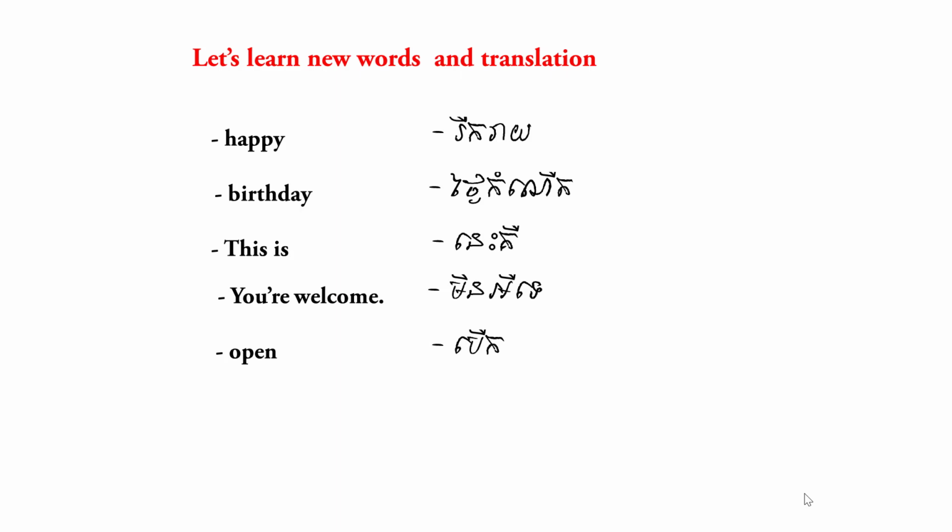That is great. Let's continue our lesson. Before we continue, I would like you to learn new words and their translations. Number 1, happy. Can you translate by yourself? Happy. Repeat after me. Happy. Number 2, birthday. Birthday.